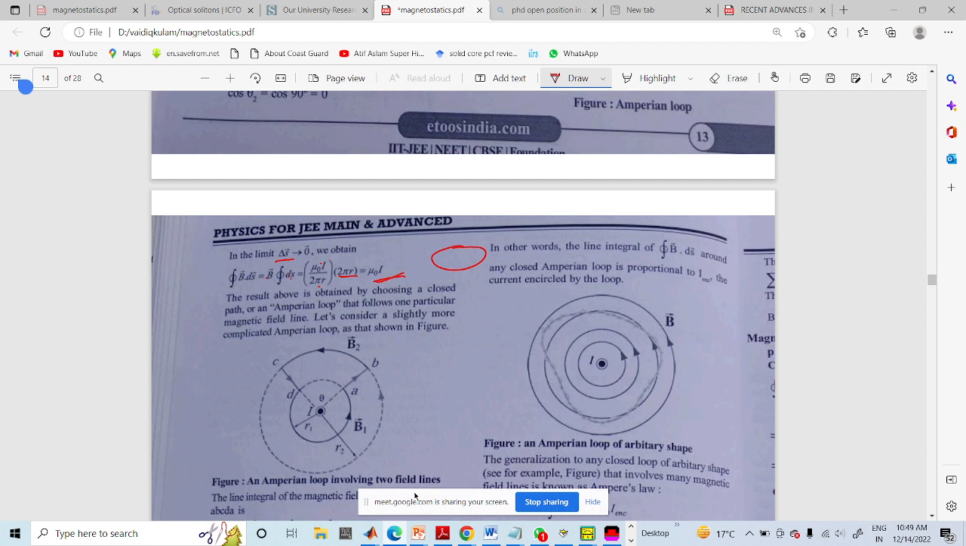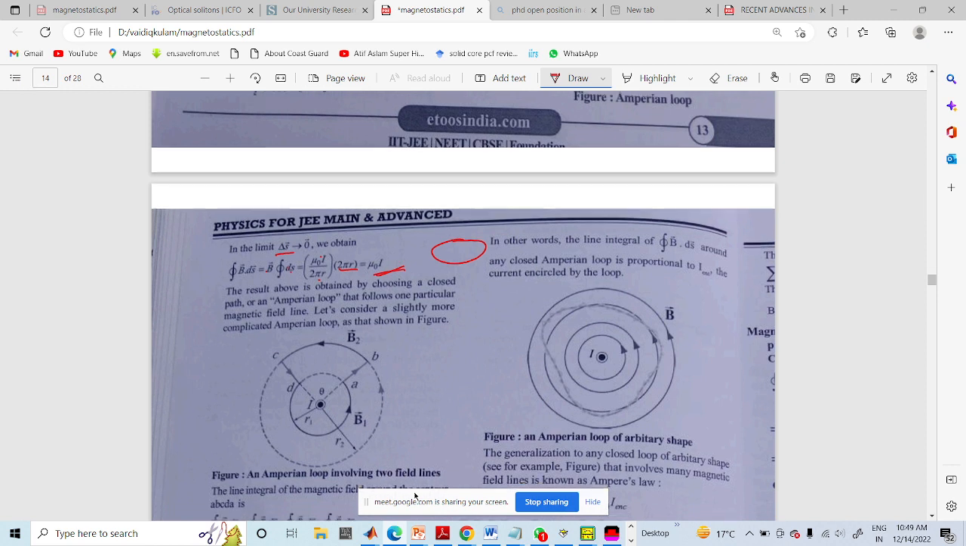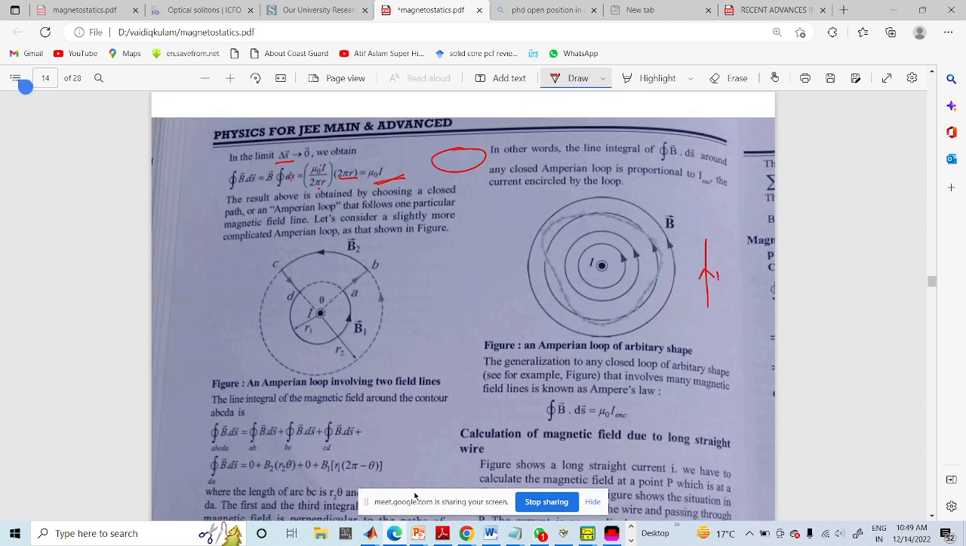So B dot ds, where B is mu naught I by 2 pi r, we know this. The magnetic field because of a current carrying wire is mu naught I by 2 pi r. We have a wire carrying current I, so at perpendicular distance r, what will be the magnetic field? It is this much, and when we integrate, multiplying by 2 pi r, we get mu naught I.